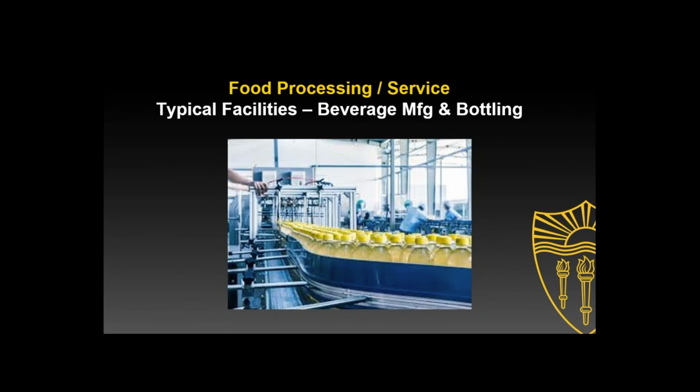Another facility is the beverage manufacturing and bottling companies. These are the ones that produce different drinks. Typically, they produce the ready-made drinks. So things like Coca-Cola, Pepsi, some of the juices, different things that are out there relate to these beverage manufacturing and also the bottling facilities that they have in there.